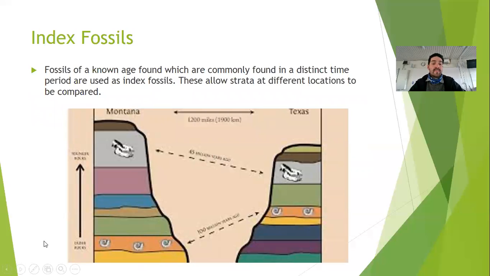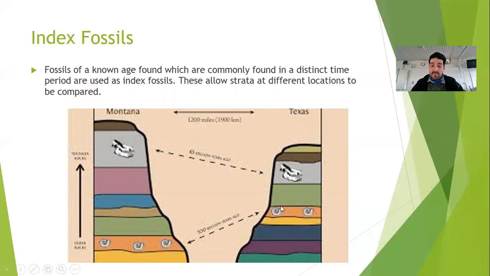So we can also then start to use fossils which we have a known age or ones that are commonly found in this distinct time period as index fossils. So here we can see we've got a skull fossil, and we can sort of date this to 45 million years ago. It's a known age. And so then if we were comparing two different sites, in this example in Montana versus Texas, we can see that, okay, well, this layer is 45 million years old. So we would assume that this one is roughly 45 million years old as well.